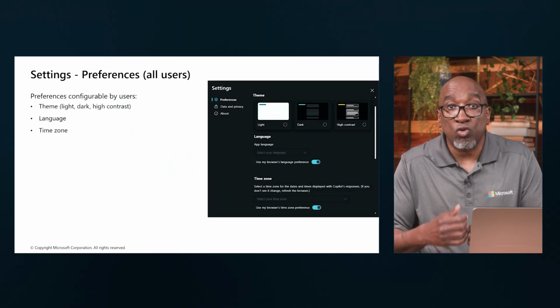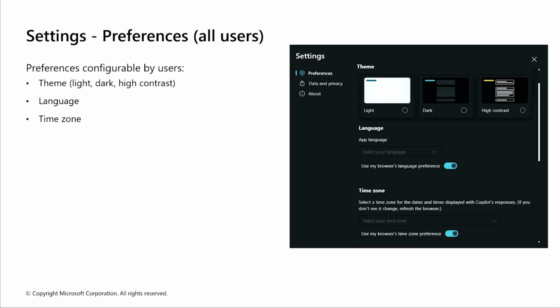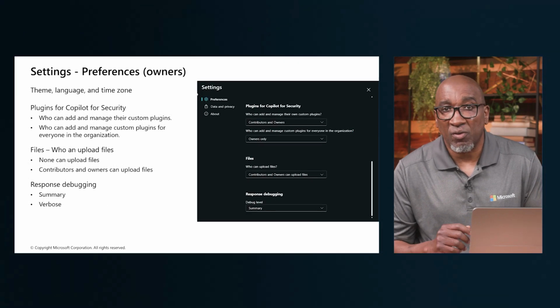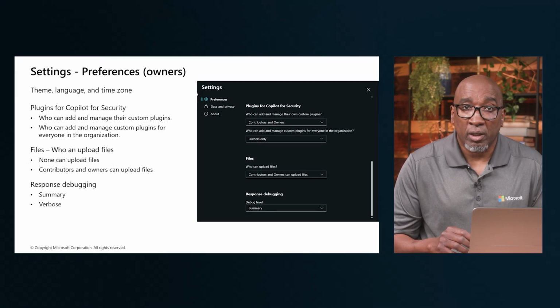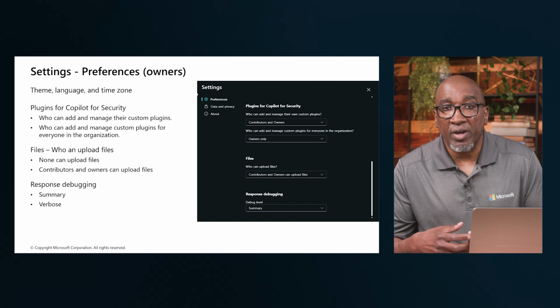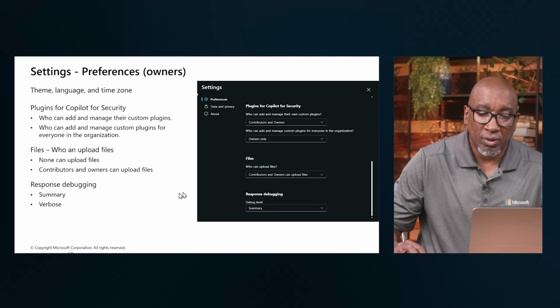The settings page is where we'll find preferences: theme, language, time zone, once again, data privacy statements, versioning information. These are the kind of things that apply to all users. Users with owner permissions have additional configuration options. Owners can manage plugins for Copilot for Security. They can determine who can add and manage custom plugins. They can also set permissions for file uploads, choosing whether none, contributors, or owners can upload files. Additionally, owners can configure the response debugging level by selecting between summary and verbose options.